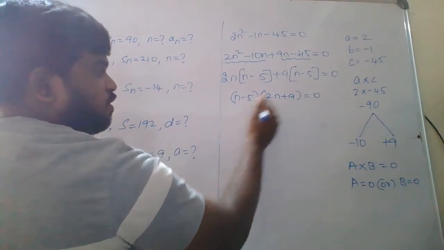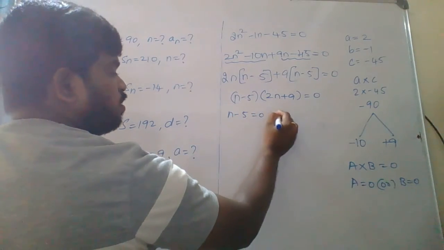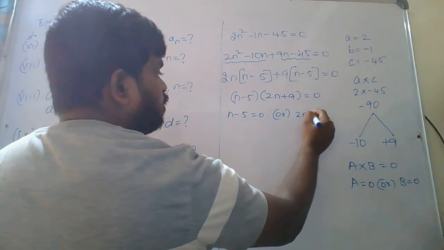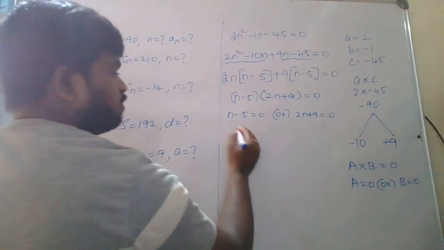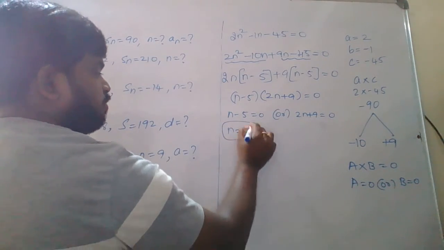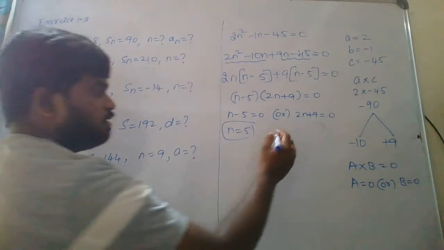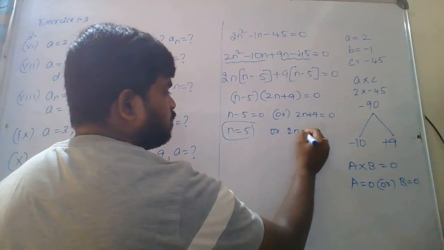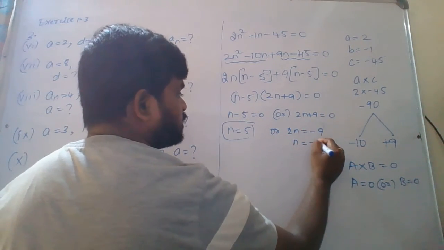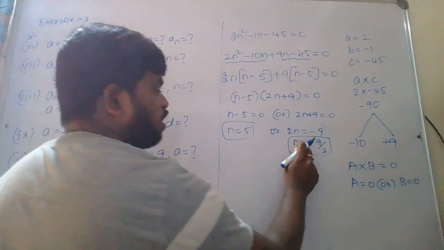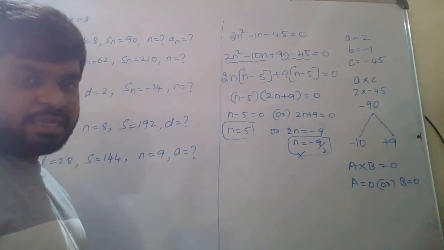So A into B is 0 implies either A is 0 or B is 0. A is 0 gives 2n plus 9... which implies n is 5. Minus 5 to the other side will become plus 5. Here 2n is equal to minus 9. Therefore n is minus 9 by 2. This is not possible because n cannot be negative.